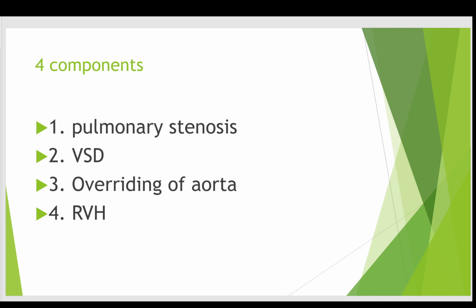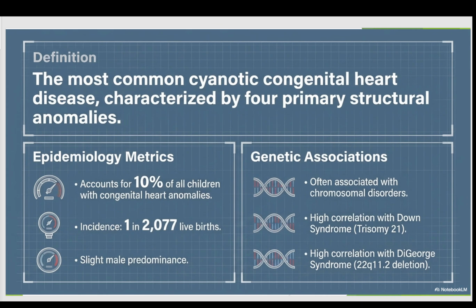It has four components: pulmonary stenosis, VSD, overriding of aorta, and right ventricular hypertrophy. It is the most common cyanotic congenital heart disease, although the most common congenital heart disease is VSD. Among the cyanotic heart diseases it is the most common, frequently associated with syndromes like Down syndrome or DiGeorge syndrome. Roughly 10% of congenital heart disease is because of tetralogy of Fallot.